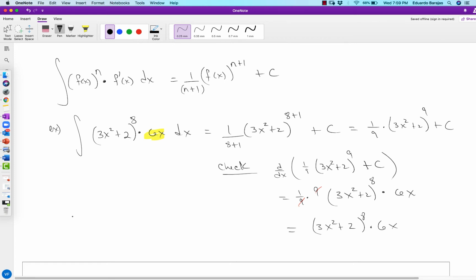Okay, so you might be wondering, well, what if that 6x isn't there? Let's say that you're just given this one, (3x squared plus 2) to the power of 8 dx. You would think that this one's easier because it's less complicated, perhaps, but you would be wrong. We need that 6x to be there. It complicates life if it's not there. It's convenient for it to be there because it is the derivative of this inside part.